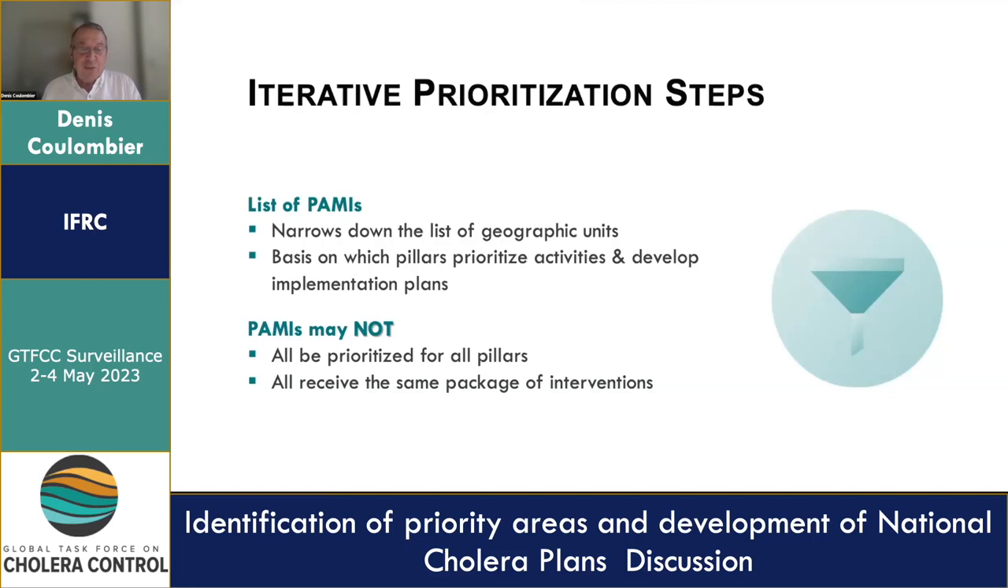And then in those GUs, you first focus on those having experienced cholera. And then we will prioritize them, as I said, on the epidemiologic indicators and vulnerability to have the basis on which the pillars can prioritize the activity and develop the implementation plan. So again, the identification of the PAMIS is one step before the priority in the pillar. It's in a different block, and it shouldn't be done at the same time, but it should be done sequentially.